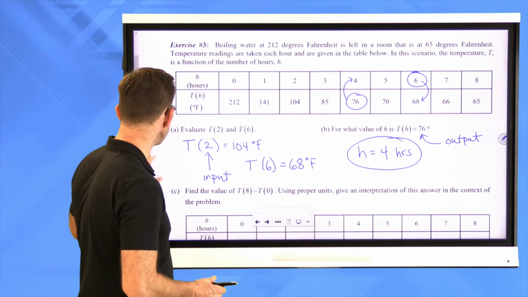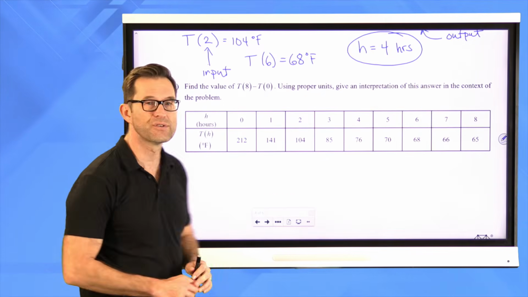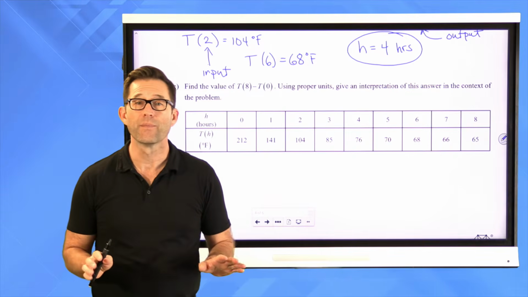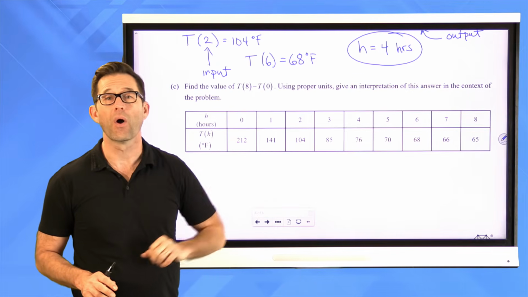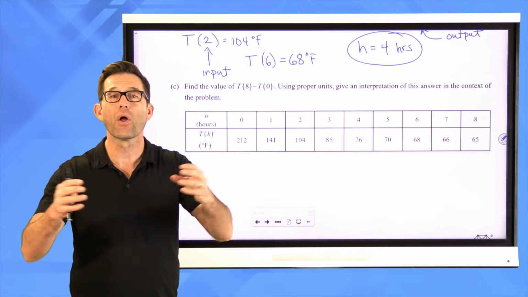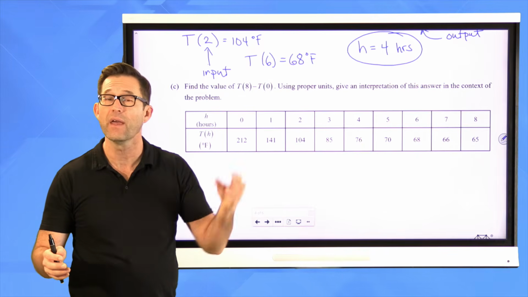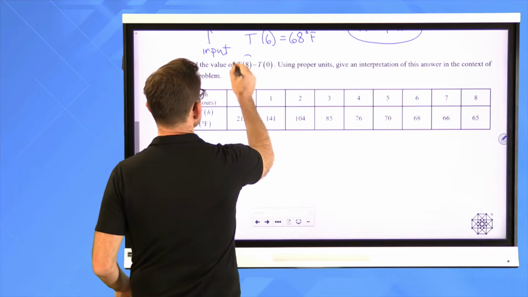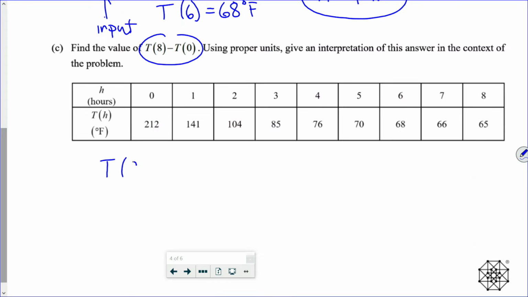One final one on this, right? Letter C. Find the value of T of 8 minus T of 0. Using proper units, give an interpretation of this answer in the context of the problem. All right, this is very important. We will use function notation oftentimes in larger calculations, okay? And this is a good example of one. So before I even do the T of 8 minus T of 0, let's write down what those two things are. T of 8, right, is 65.